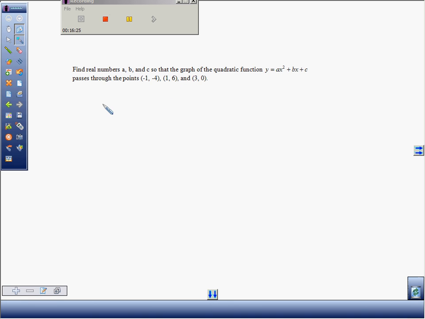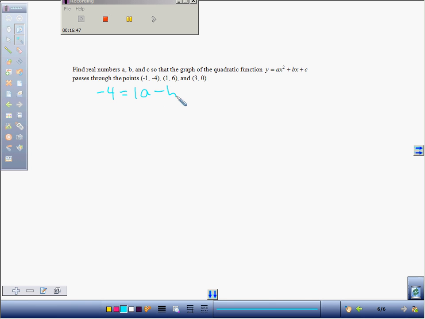So for this one, I plug in -4 for y, right? And then I plug in -1 for x, and -1 squared gives you positive 1a, and then I plug in -1 for b, minus b. And then plus c, because c doesn't have an x. Okay? Why? Because you take the -1 and you square it, right? And you get 1a. All right? Everyone see where I got equation 1 from? Using this point right here.